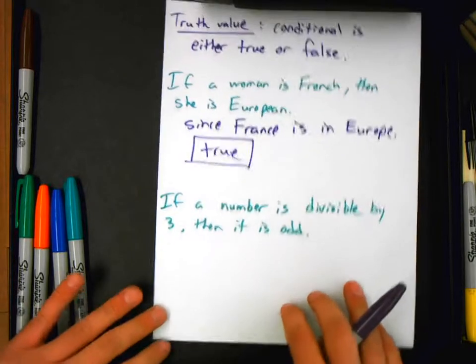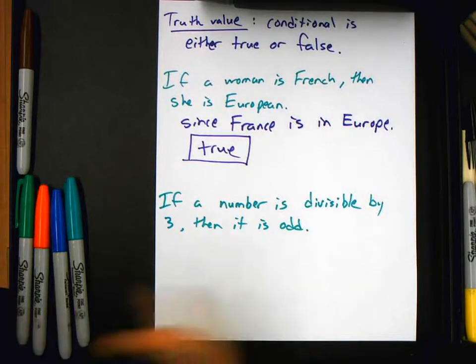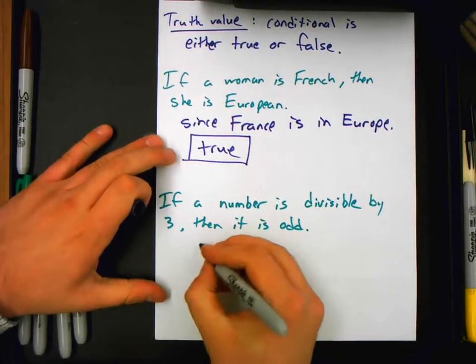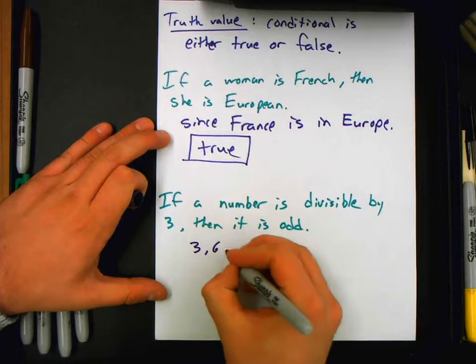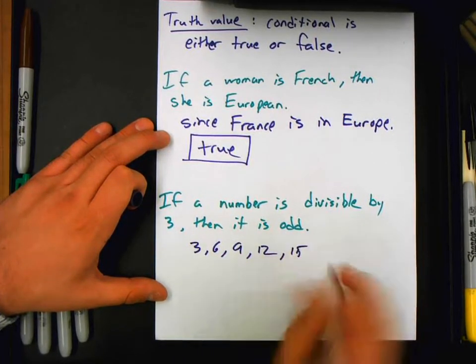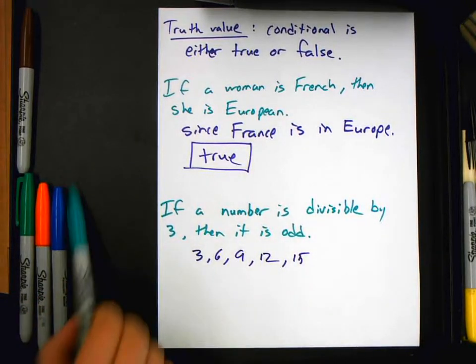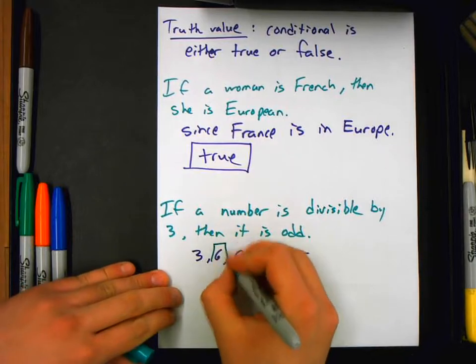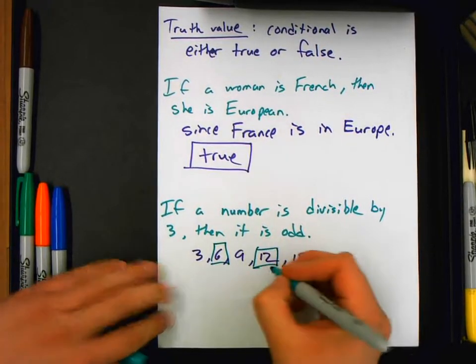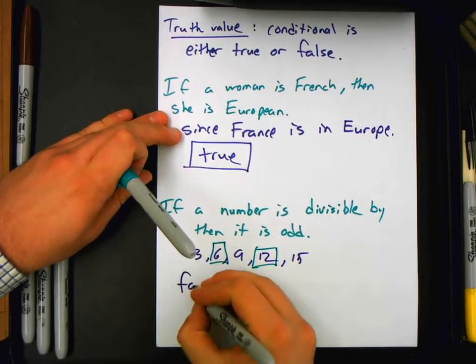The next one is if a number is divisible by 3, then it is odd. Well, some numbers that are divisible by 3 are 3, 6, 9, 12, 15. All of these numbers are divisible by 3. We do have a few examples where the numbers are not odd. 6 is an even number, 12 is an even number. So we can conclude that this is false.